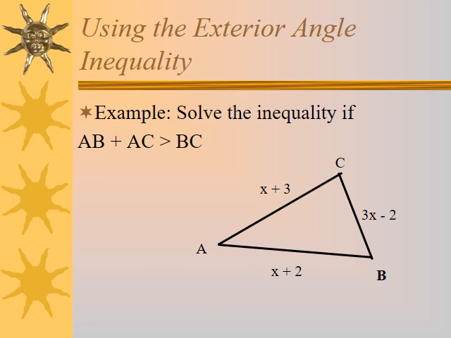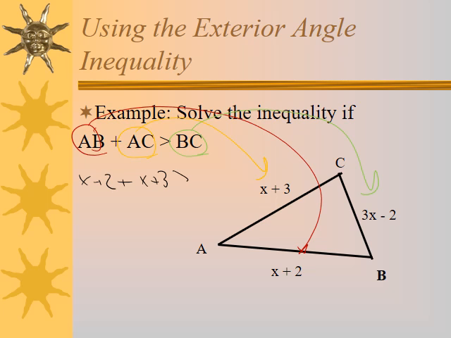Our next example is going to be to solve the inequality if AB plus AC is bigger than BC. So that tells us that BC should be our biggest side. All I'm going to do is plug and chug. So AB is right over here, that's my x plus 2. I have AC over here, that's my x plus 3. And I have BC over here, it's my 3x minus 2. So if all I do is plug in, AB is x plus 2 plus AC is x plus 3 greater than BC is 3x minus 2.